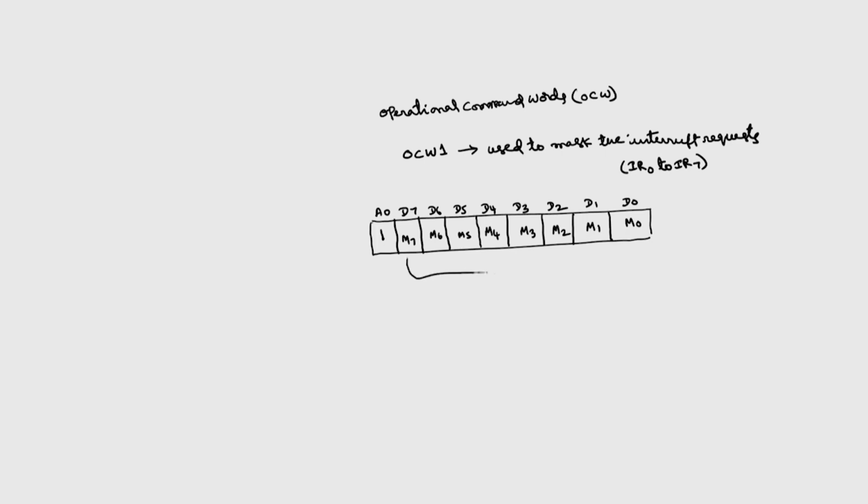If you want to mask any particular bit here, if this bit is equal to 1, the corresponding IR is masked. If this is equal to 0, the corresponding IR will be enabled.